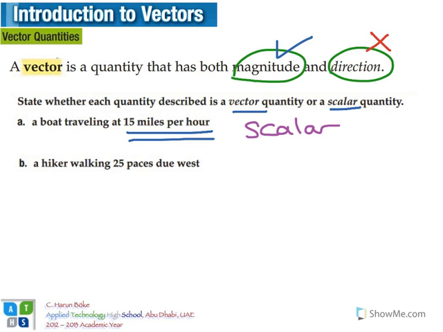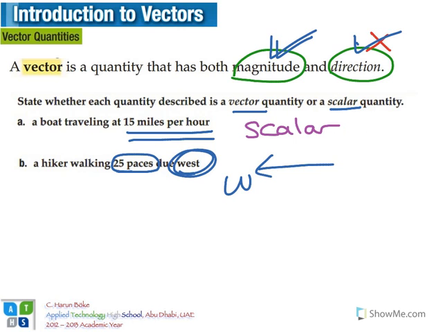In part B, we have a hiker walking 25 paces due west. Well, this is the magnitude, and this is obviously a direction, which is west. So we have magnitude and we have direction. We can say this is a vector quantity.